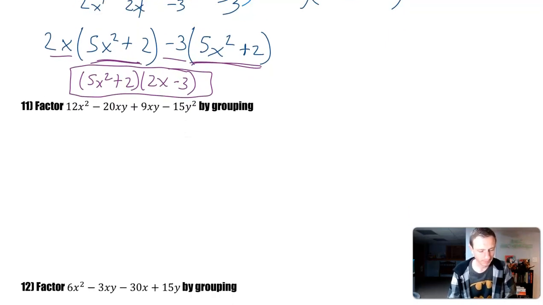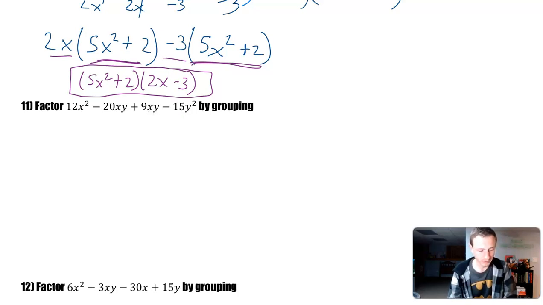Next one, number 11. Let's look for a GCF amongst the original problem. I have 12, 20, 9, and 15. So 12 and 20, I could take out a 4. Let's see if we could keep going. 4 does not go into 9, and then there's nothing else. So I can't take out anything amongst the 12, 20, 9, and 15.